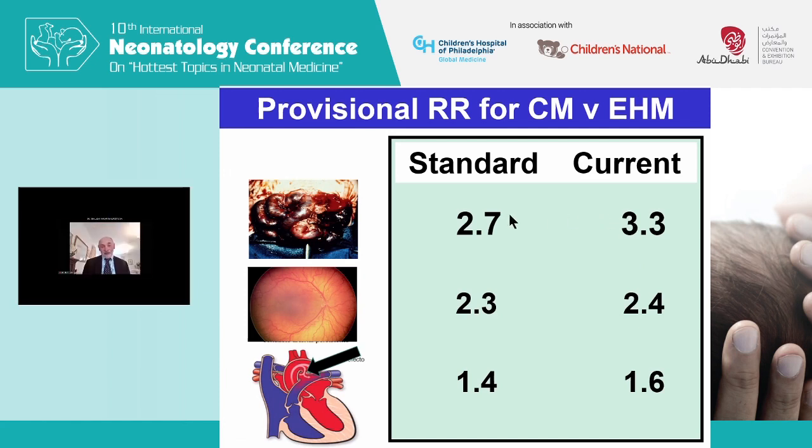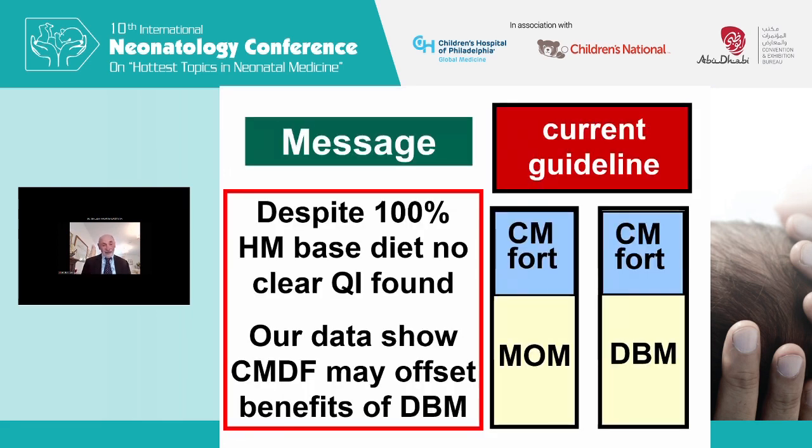So there is a 3.3-fold increased risk of NEC, 2.4-fold increased risk of ROP, and 60% increased risk of patent ductus. And what you'll notice is, crudely, that there is very little difference between the relative risk for current practice and for standard practice. At this stage, although we have much more work to do, despite a 100% human milk-based diet, we've found no clear quality improvement. And our data appear to show that the cow's milk-derived fortifier may offset the benefits of using donor milk.